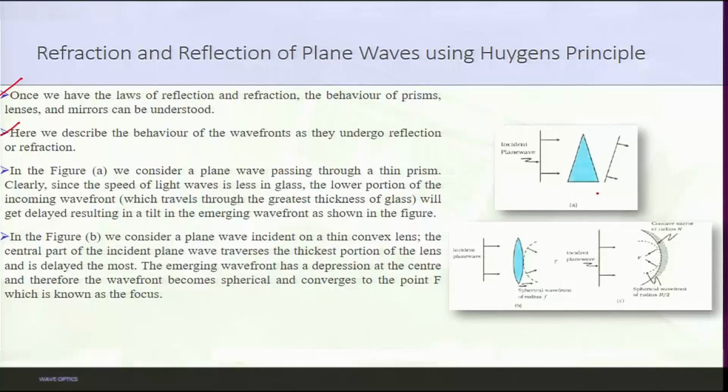So, it will come, then it will keep on tilting. Why will it keep on tilting? Because this portion, the below portion, is getting delayed, and after the complete thin prism is being passed, the wavefront will go down. So, this is the complete thing being talked about in this point.